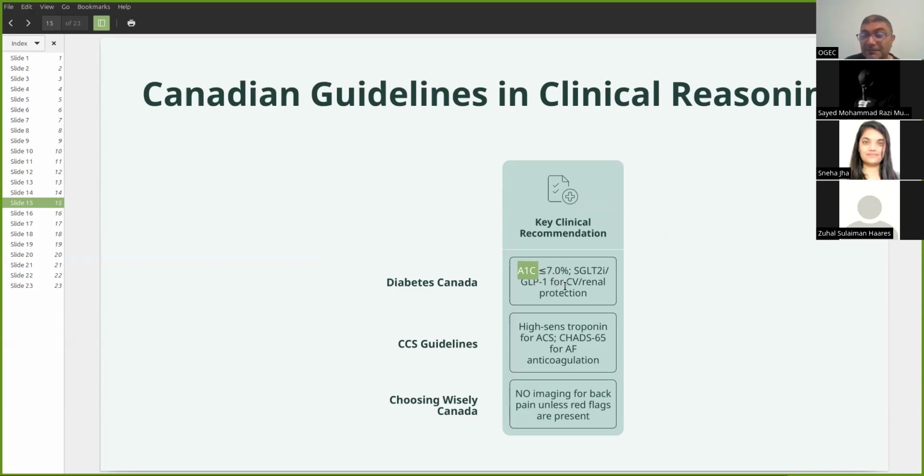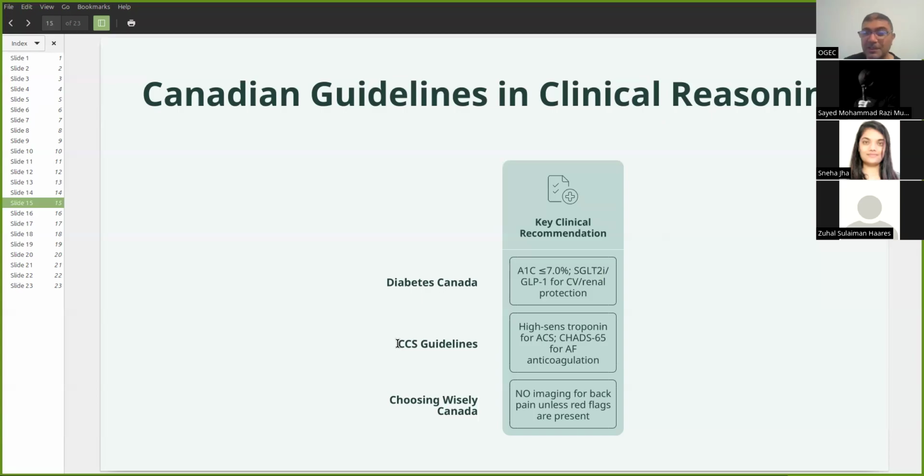And we have to protect the cardiovascular and renal systems in patients who have diabetes. For renal and cardiovascular protection, we give the patients SGLT2 inhibitors and GLP-1 receptor agonists to protect the cardiovascular and renal systems. This is in the Diabetes Canada guideline.